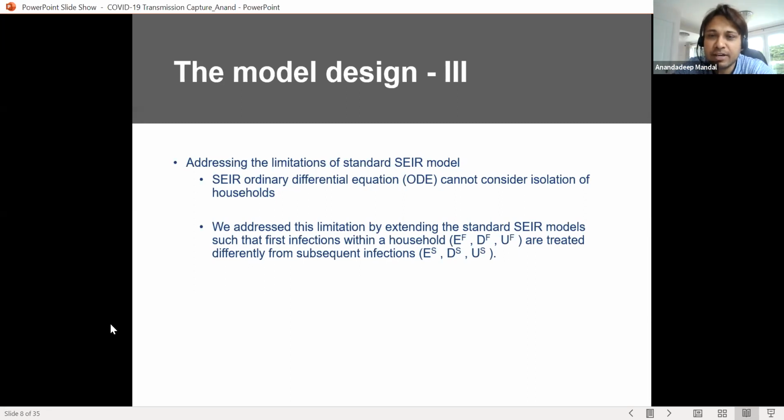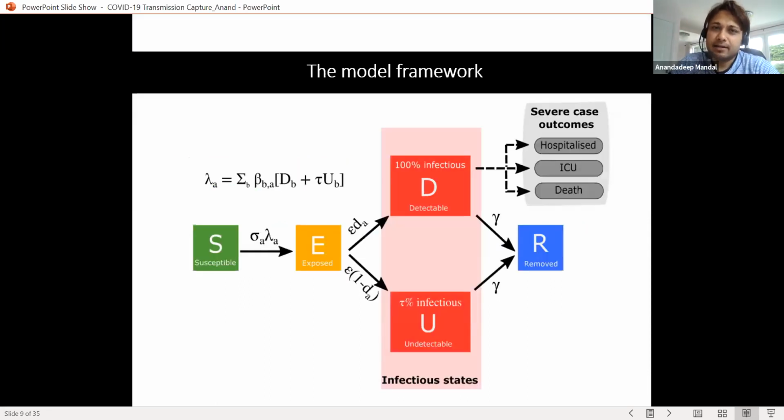So we divided the transmission of our household into 2 states. One was the exposed, D is detectable, U is undetectable, first ones and the subsequent ones. And for the first ones, we included a decay to the whole system. So yeah, bang. So this is the model. It looks pretty simple, and it looks good. This is the model which we use. So this is the classical SEIR model. And then we had to make a couple of improvements in that, and I will discuss that. I will not discuss the equations here.